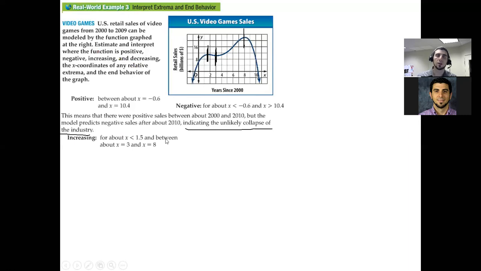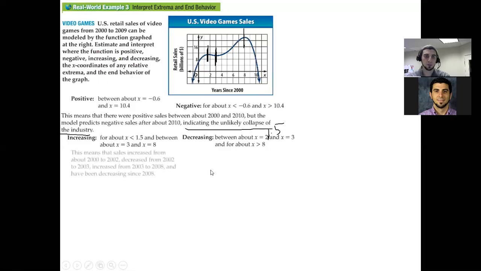Now remember, whenever you're indicating where a function is positive and negative, increasing and decreasing, you're talking about the distances on the x-axis for where the graph is going up and down or is positive and negative. Now it's decreasing right on this little piece right here, so between x equals about 1.5 and 3. I'm going to make that 1.5. And for x values greater than 8, it's also decreasing.